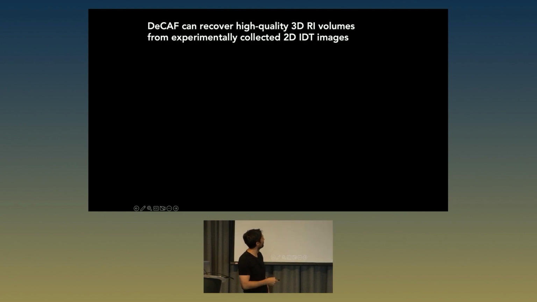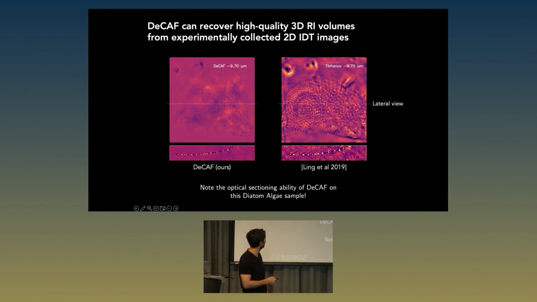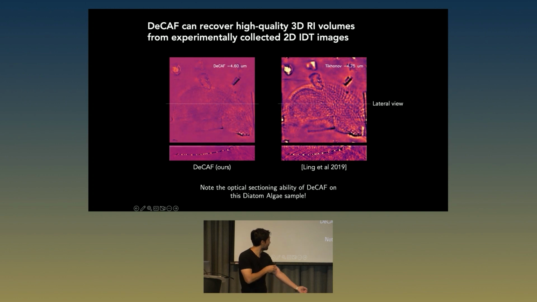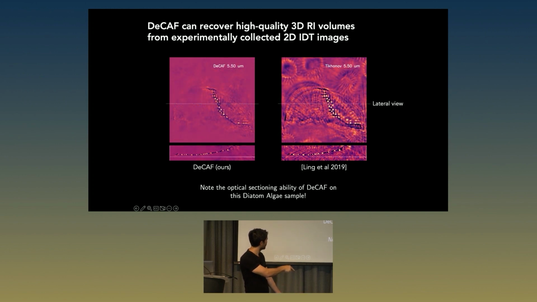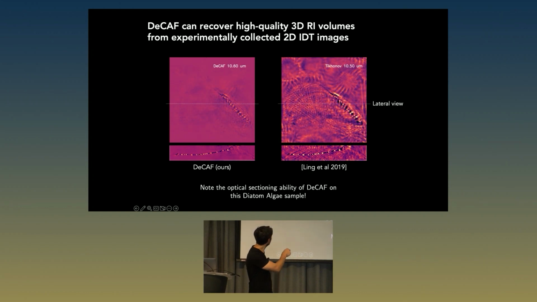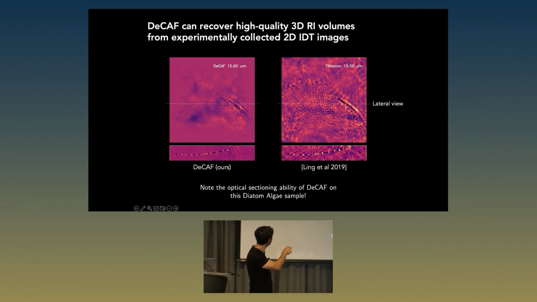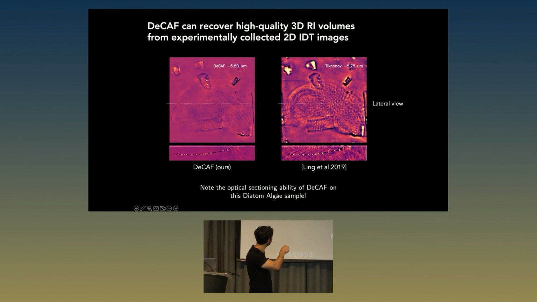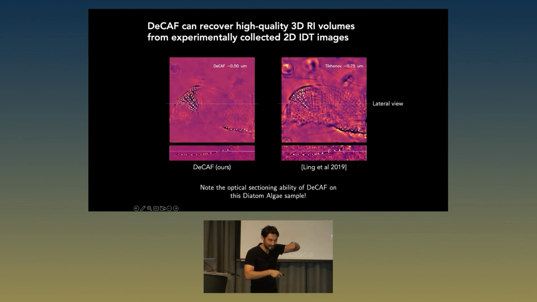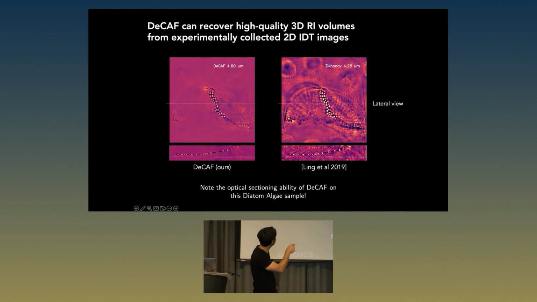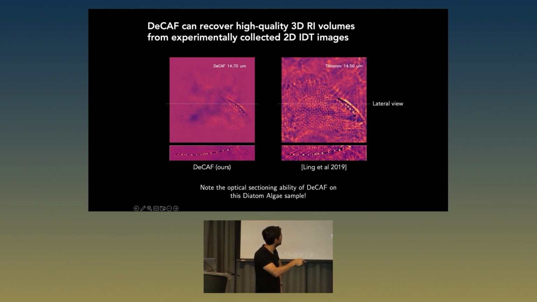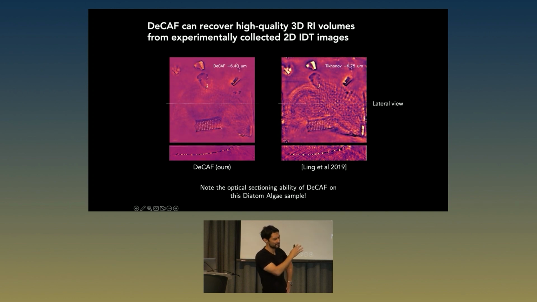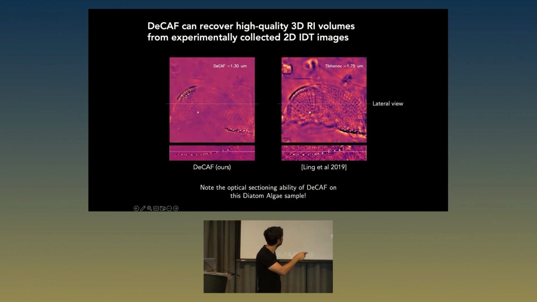Let me show you some examples of this. So I'm going to skip this one. So this is an example of it on real data. This is diatom algae. It's a 3D sample. What I'm showing you is the image going through slices. So this is going through the axial optical axis. And one slice here on the left is the original reconstruction in IDT from 2019. We have more comparisons in the paper if you're interested.